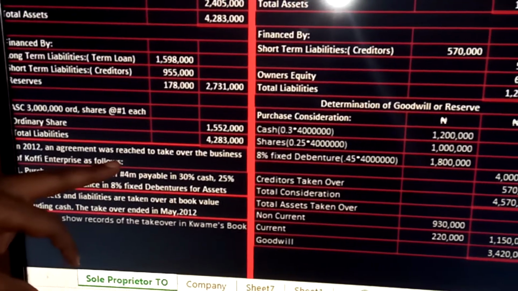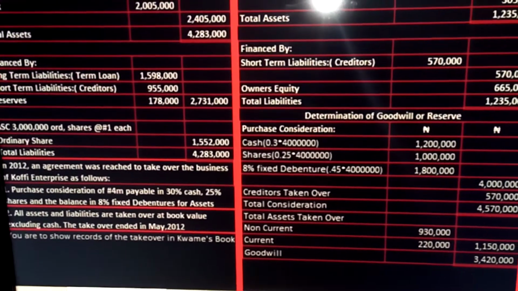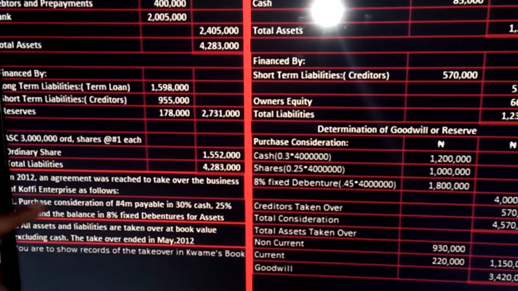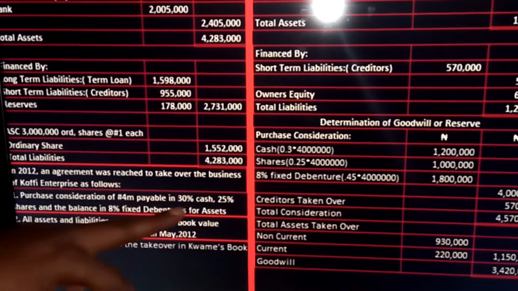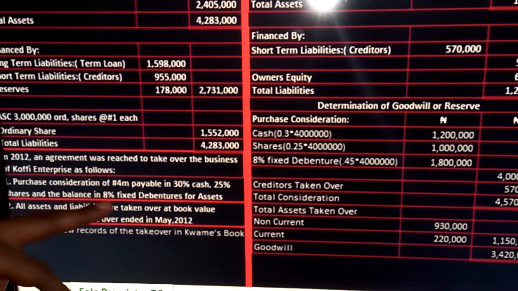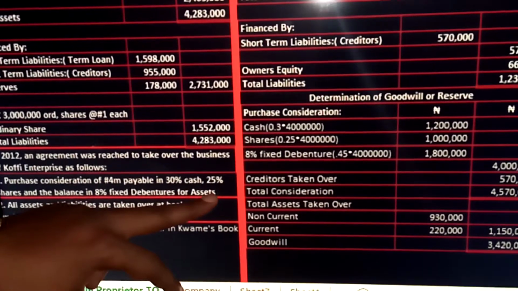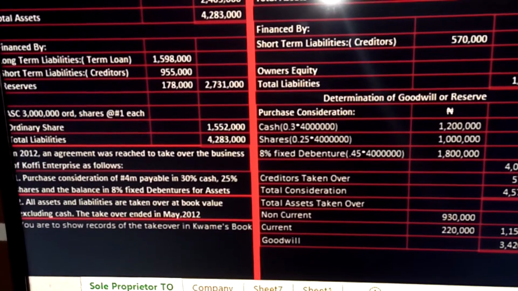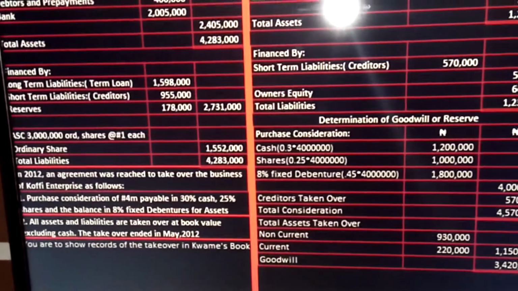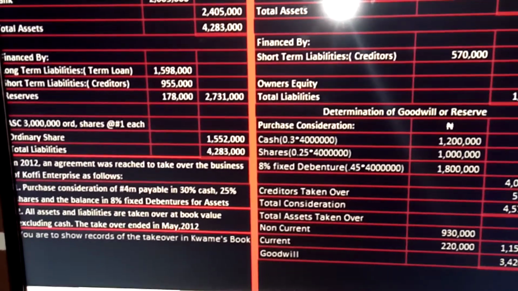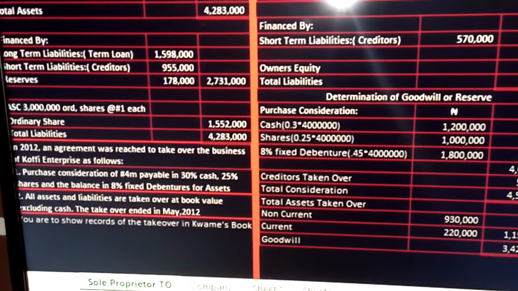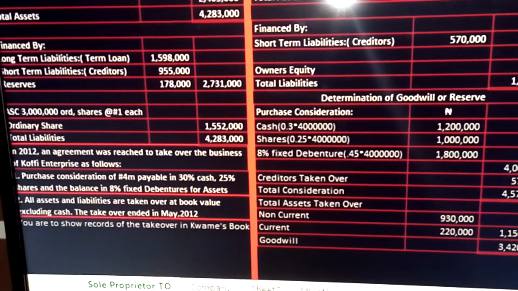Now they say that in 2012, an agreement was reached to take over the business of Kofi Enterprise as follows. So Kwame is taking over the business of Kofi Enterprise. They say the purchase consideration of 4 million is payable in 30% cash, 25% shares, and the balance in 8% fixed debenture for the assets. So this is more like a multiple value arrangement. Kwame is paying 4 million to whom? Kofi Enterprise, but that 4 million is broken down into cash of 30%, shares of 25%, and what? The remaining balance in what? A debenture of 8% interest.